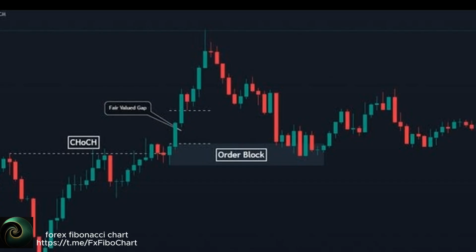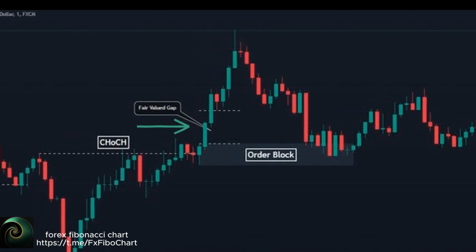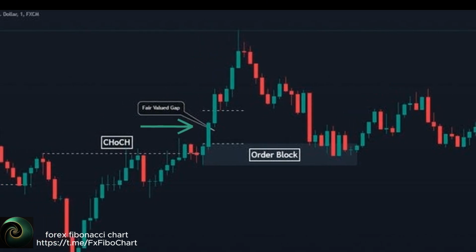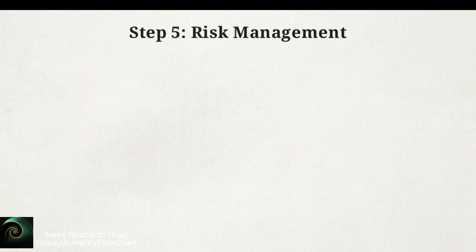This chart identifies the 2 primary entry zones, the fair value gap, a 3-candle imbalance, and the order block below it. To enter, place a limit order in this zone. The 50% midpoint of the fair value gap is a highly reliable entry level. Step 5. Set your risk parameters.